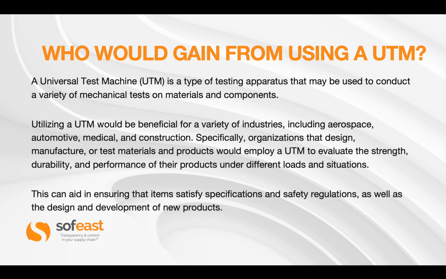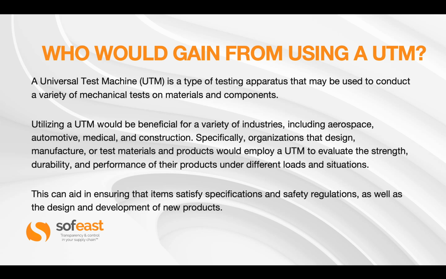So who would gain from using the UTM, or the Universal Test Machine? Like I said, this is a type of test apparatus that may be used to conduct a variety of mechanical tests on materials and components. Utilizing a UTM will be beneficial for a variety of industries, including aerospace, automotive, medical, and construction. Specifically, organizations that design, manufacture, or test materials and products would employ the UTM to evaluate the strength, durability, and performance of their products under different loads and situations.